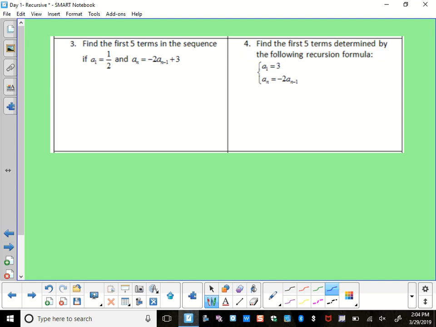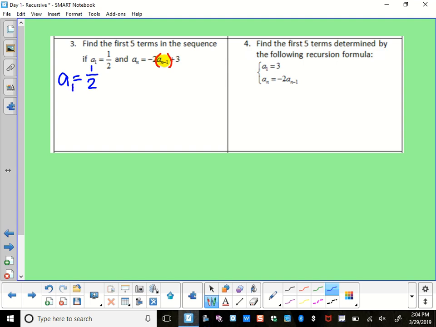All right, number 3. Find the first 5 terms in the sequence. If your first term is 1/2, and your rule is negative 2 times my previous term plus 3. The most common mistake that I see here is that you keep that A in your equation and it just throws everything off.